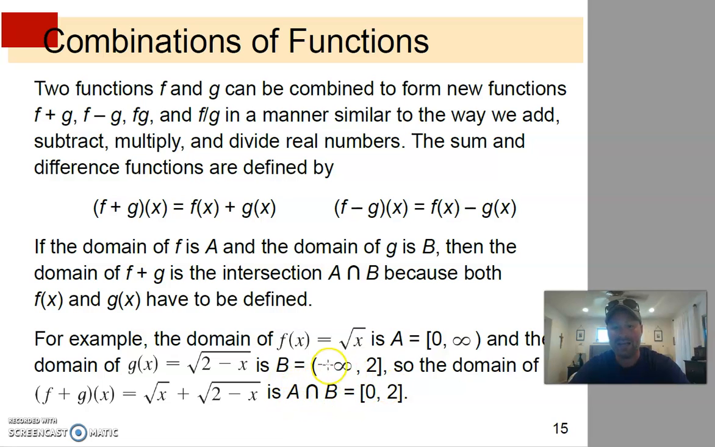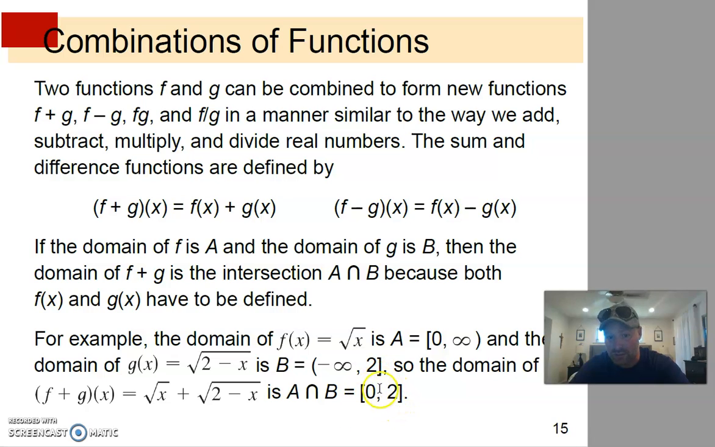Okay? And notice how we use the parentheses here and the brackets here. The parentheses mean that it goes off forever and ever, and it's never equal to anything. But here, our domain includes 2, and that's why we have the bracket here.